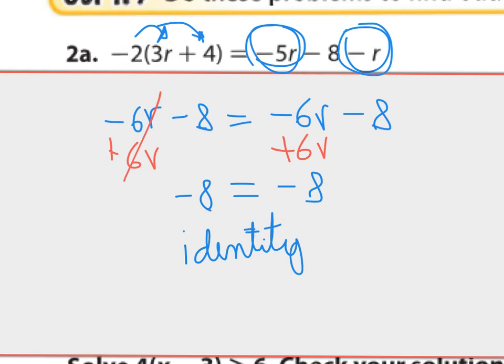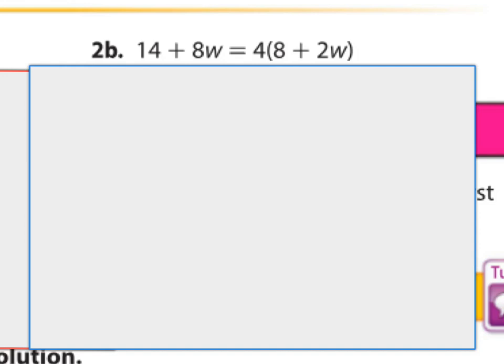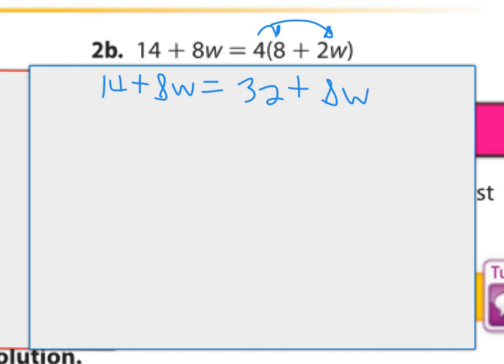Okay. All right, let's try 2b. For question 2b, we have distributive property on the top first. So let's solve that. I will write my first line as 14 plus 8w equals 4 times 8 equals 32 plus 4 times 2w is 8w.